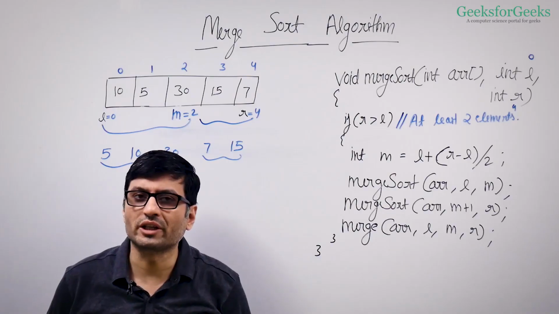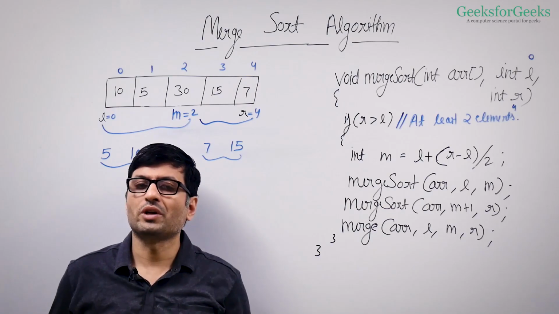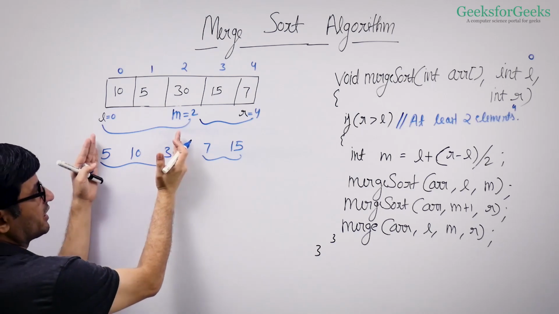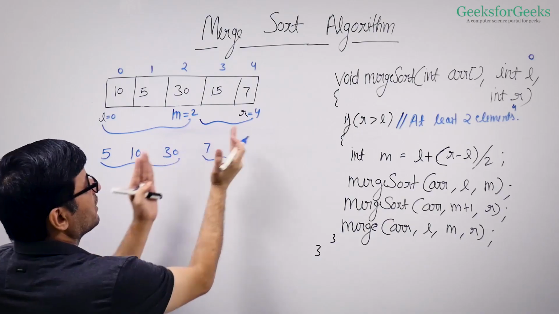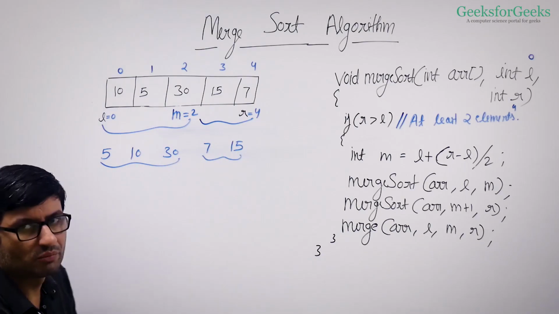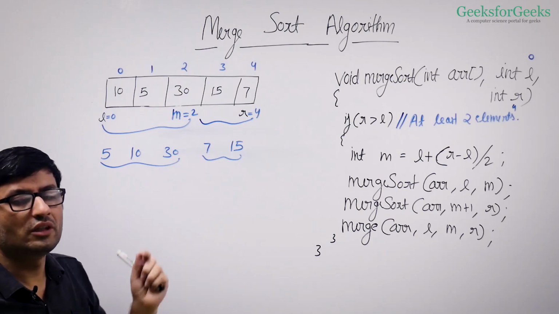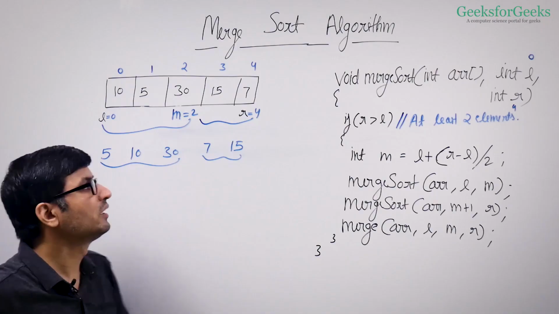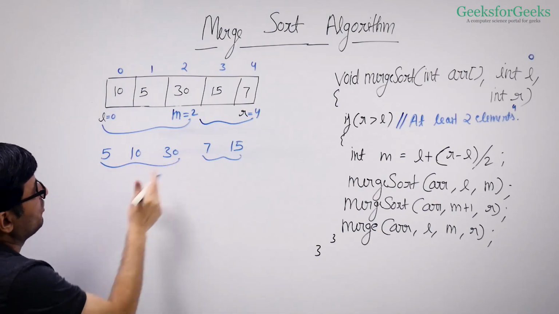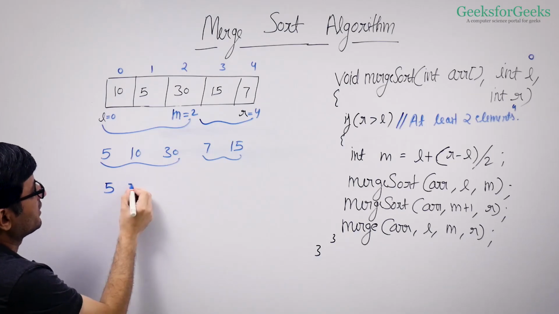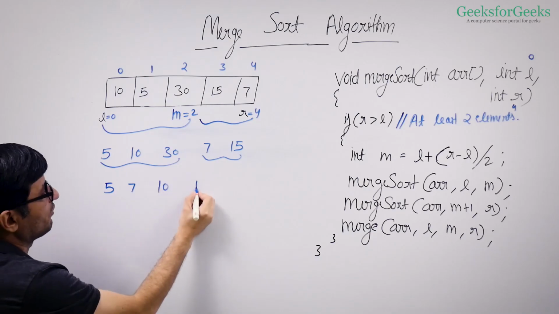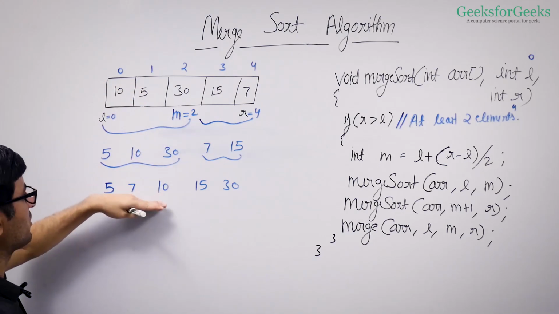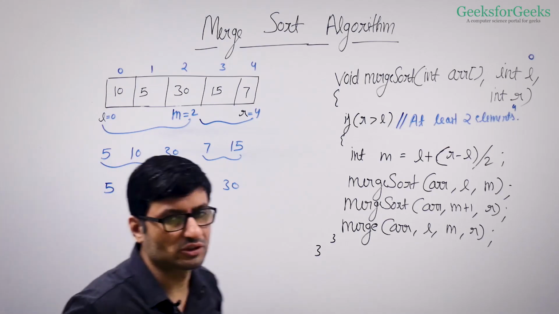After sorting these two half sub-arrays, we call the merge function. What the merge function does is it takes this half, it takes this half, and it merges these two. We have talked about the merge function. It is going to merge these two sorted sub-arrays of our input array. So what we'll get after merging these two is 5, 7, 10, 15, 30. And that's a sorted array. So our input array is modified to this, right? So we get the sort in this way.